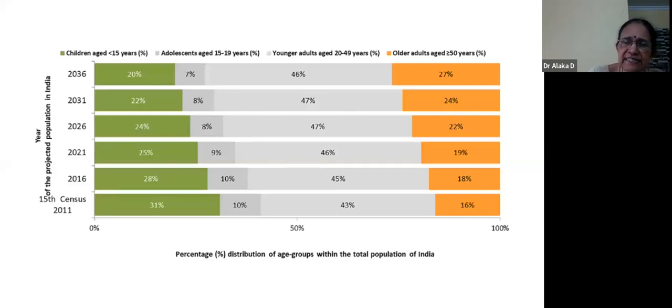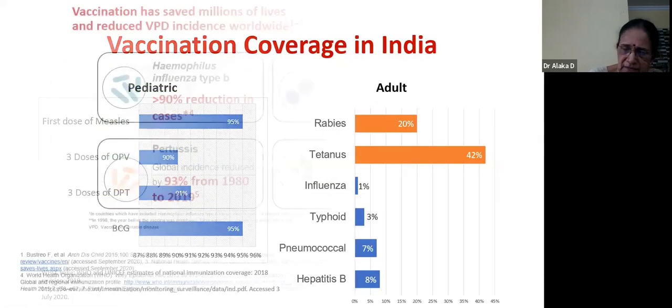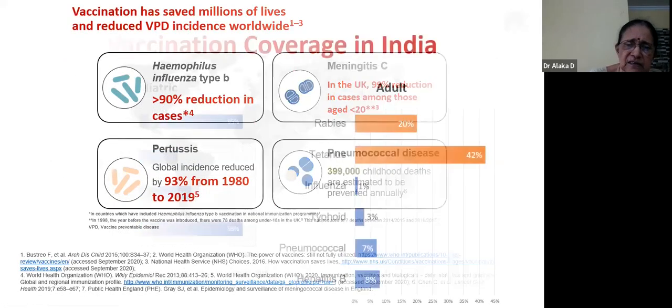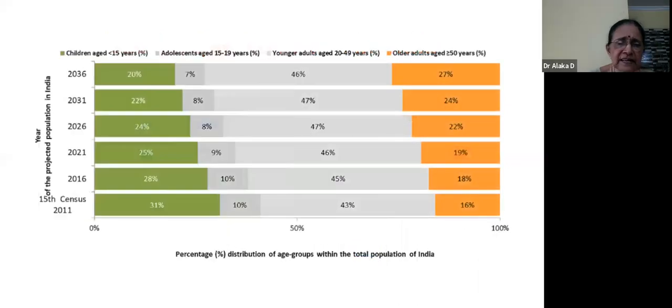As you can see in this age chart, what is happening? At the lower end is the census of 2011. In 2011, we had 31% children below the age of 15. Now, with our family planning program, education, hum do, hamara ek and all, the pediatric population is slowly becoming less and less.